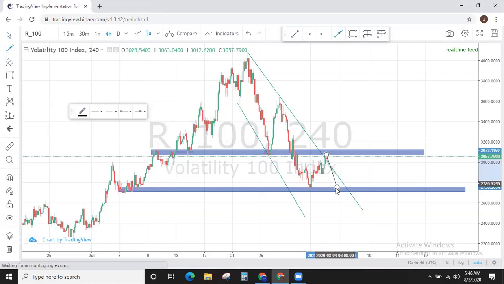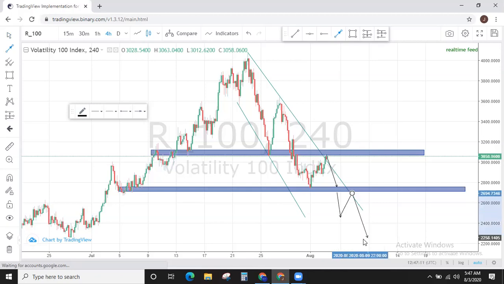Then when price gets to this downside, price might break this structure and continue to the downside. So we want to see a retest, then a pull. Then we want to see what? A pull to the downside.